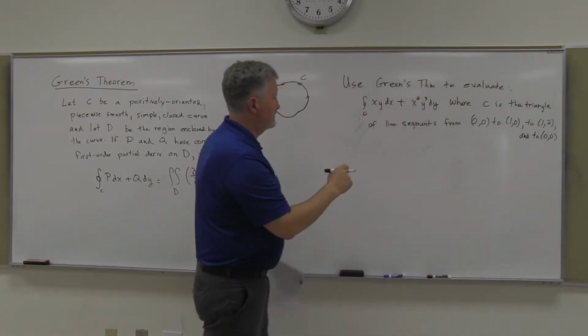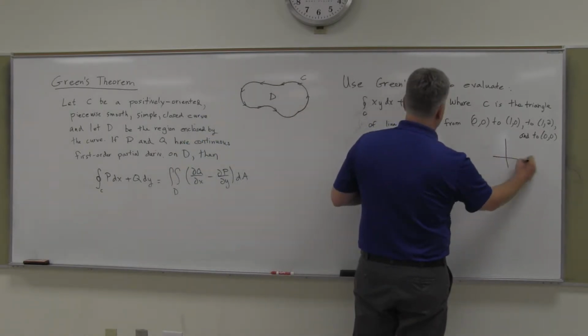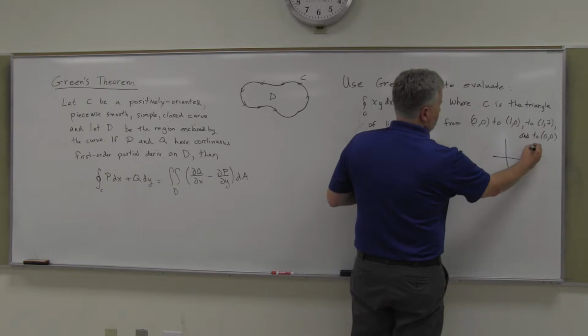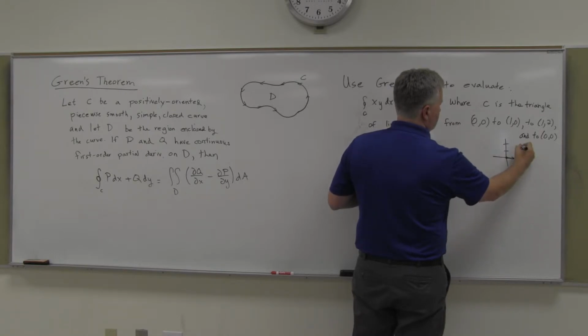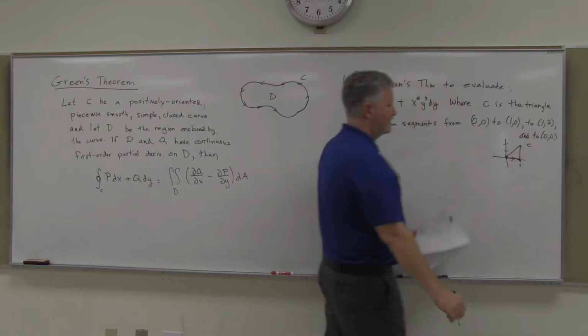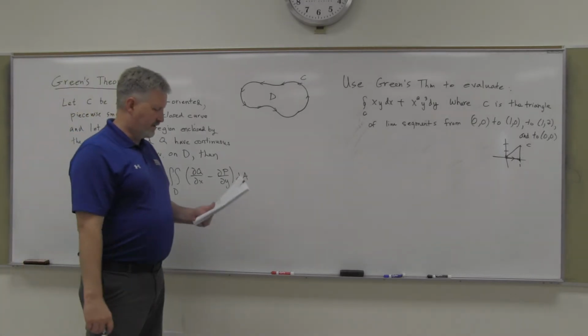So here's our C. We start at 0, 0, go to 1, 0, then we go to 1, 2, and then we go back to 0, 0. Okay, so we've got that positively oriented little curve.